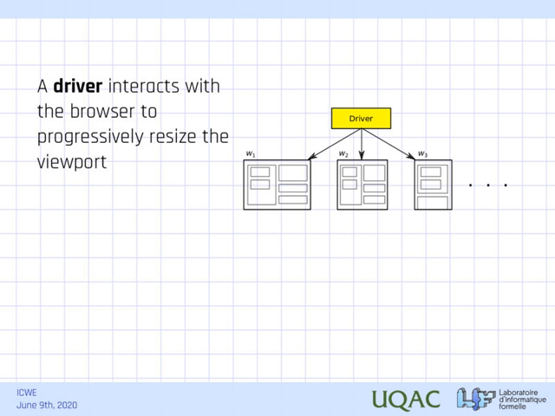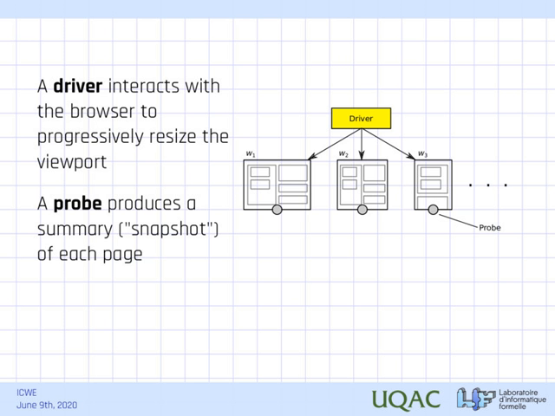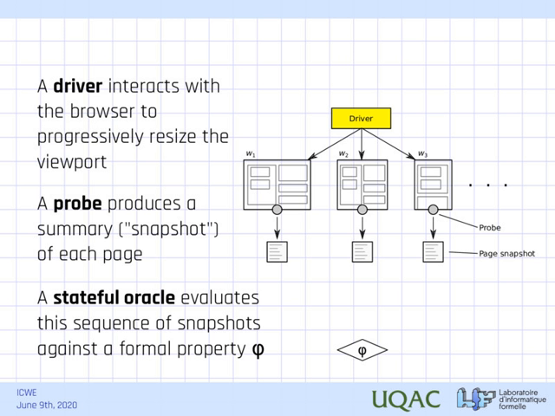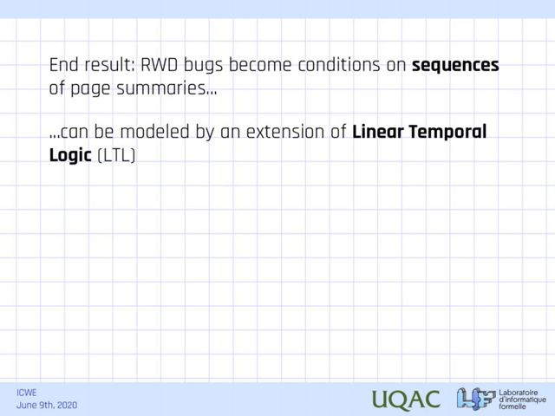Each time the page is resized, a probe injected into the page will retrieve data about the elements it contains, such as their dimensions and relative position. This will create a sequence of page snapshots, but beware, the snapshots are not pictures but rather small data structures such as JSON. Finally, a test oracle will be given the sequence of snapshots and be asked to evaluate some formal property on it. We call the oracle stateful in the sense that its job is to correlate the state of different snapshots and highlight relevant differences between them. In the end, responsive bugs become conditions on sequences of page snapshots that the probe, with the help of the driver, produces in real time.